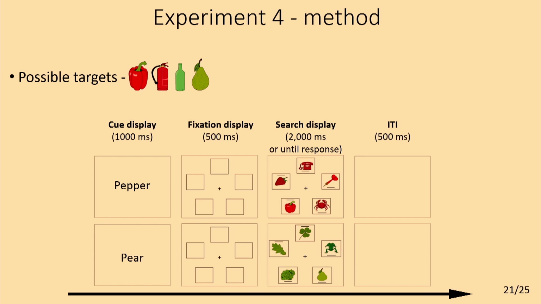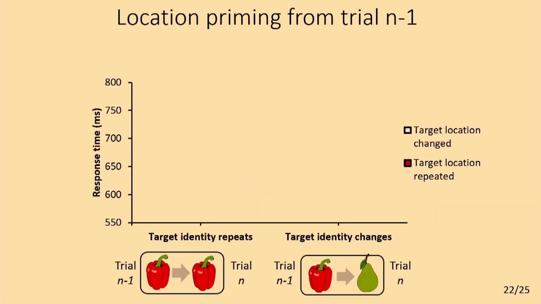Participants had to search for one of 4 possible targets: a bell pepper, a fire extinguisher, a bottle, or a pear, and to report whether the black bar was above or below the target. The target for the next trial was indicated by a 100% valid pre-cue, so participants could reconfigure the task set in advance when the target identity changed from the previous trial.